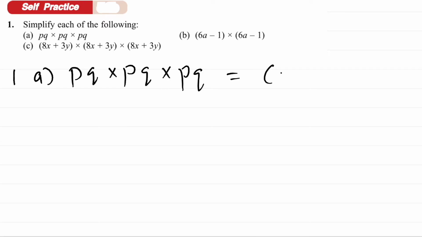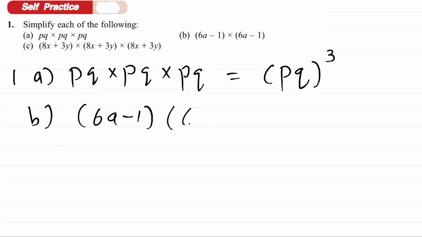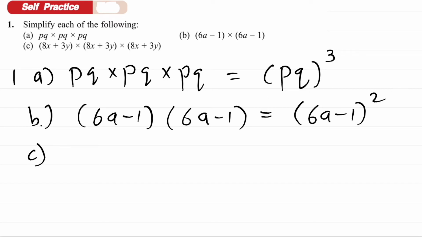Diulang 3 kali. So, kamu letak PQ kuasa 3. Macam tu je. B pula dia ada 6A tolak 1 and also 6A tolak 1. So, dua bracket ni berulang 2 kali. Dia darab 2 kali. So, dia adalah 6A tolak 1 kuasa 2. Dan yang C tu dia ada 8X tambah 3Y tu didarabkan 3 kali. So, dia akan dapat 8X tambah 3Y kuasa 3.